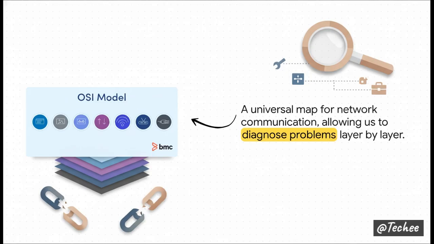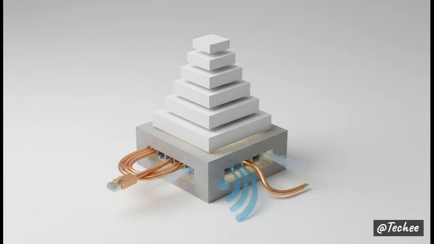Instead of trying to fix that broken connection all at once, we can just use this map to check for problems systematically, one layer at a time. So for this explainer, that's exactly what we're going to do. We'll start at the very bottom and work our way up to solve our little connection issue. All right, let's start at the very beginning.